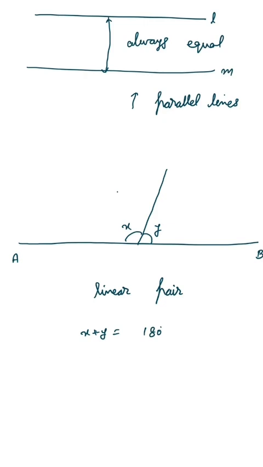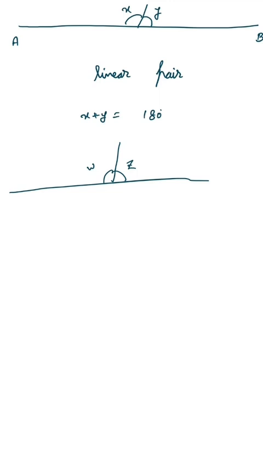And the same thing can be said in the reverse manner, that if the sum of two adjacent angles is equal to 180, let's say this is given, then line PQ will be a straight line.